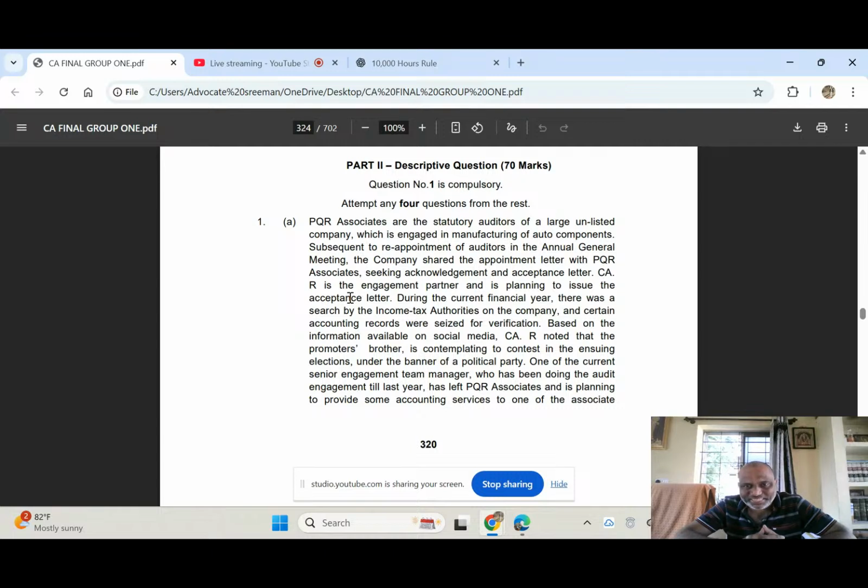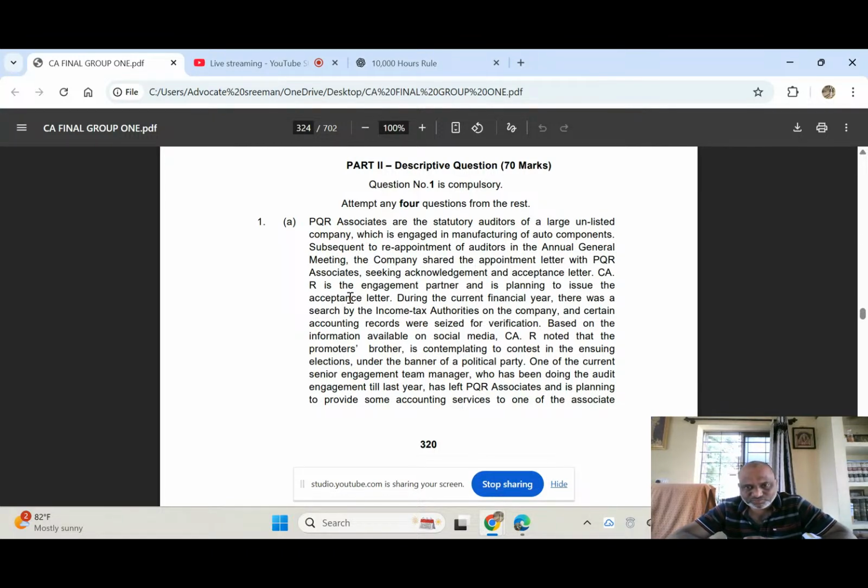CAR is the engagement partner and is planning to issue the acceptance letter during the current financial year. There was a search by the income tax authorities on the company and certain accounting records were seized for verification based on the information available on social media. CAR noted that the promoter's brother is contemplating to contest in the ensuing elections under the banner of the political party.